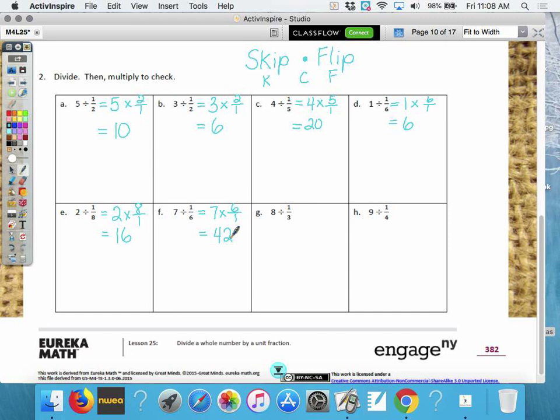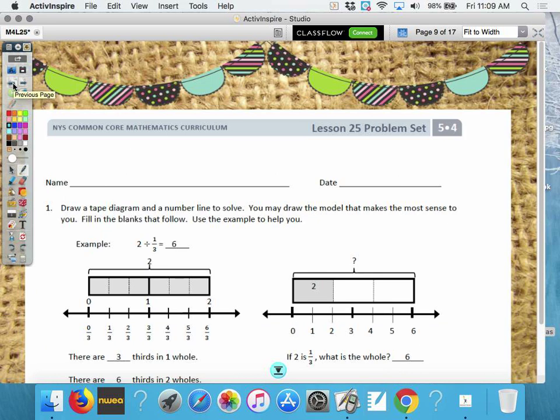Miliano? 8 times 3 equals. Oh, 24. Very good. Okay, and Miguel? 9 times 4 ones equals 36. Okay, so that's the easy part. That was fun, wasn't it? Let's go back to the beginning and get ourselves prepared for our exit ticket today.